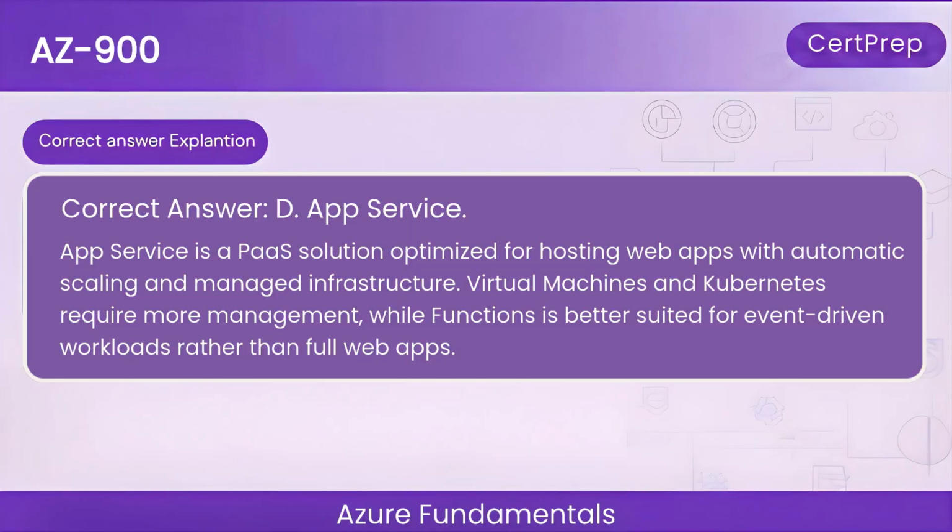Correct answer is D. App Service. Explanation: App Service is a PaaS solution optimized for hosting web apps with automatic scaling and managed infrastructure. Virtual machines and Kubernetes require more management, while Functions is better suited for event-driven workloads rather than full web apps.